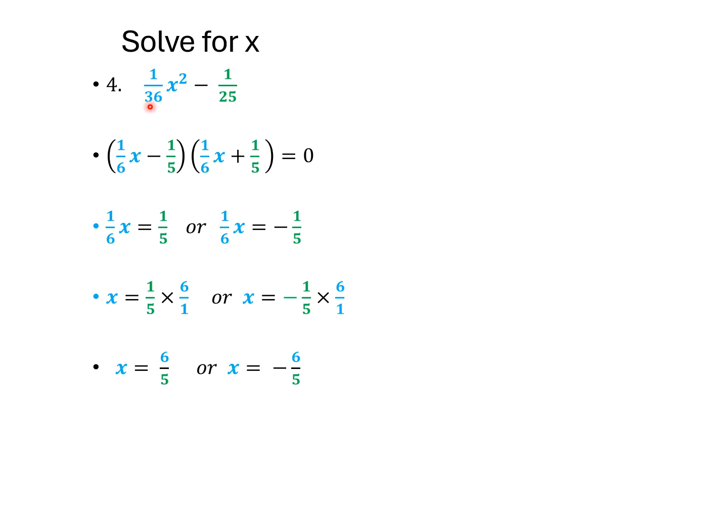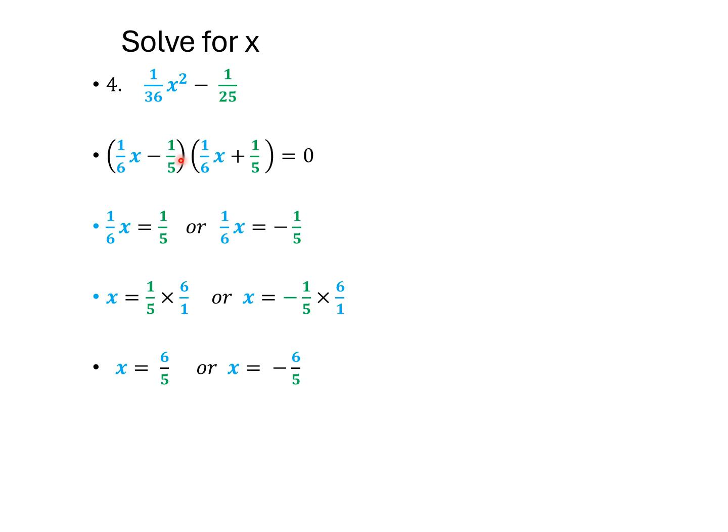Is 36 a perfect square? Yes. 6 times 6 would give me 36. Is 25 a perfect square? Yes. 5 times 5 is 25. So x squared is simply x times x. So you see x times x. 1 is simply 1 times 1, and 36 is simply 6 times 6.